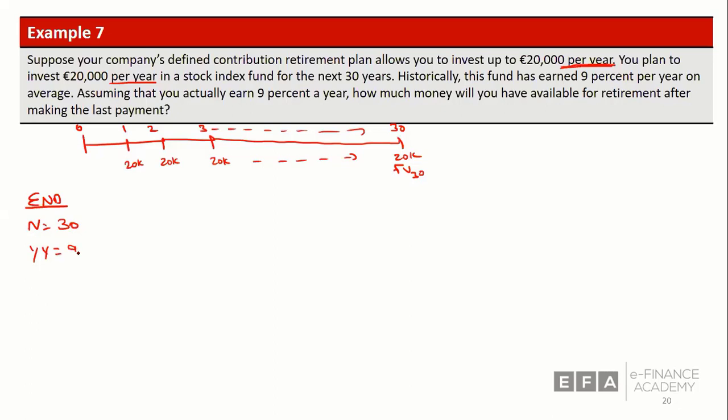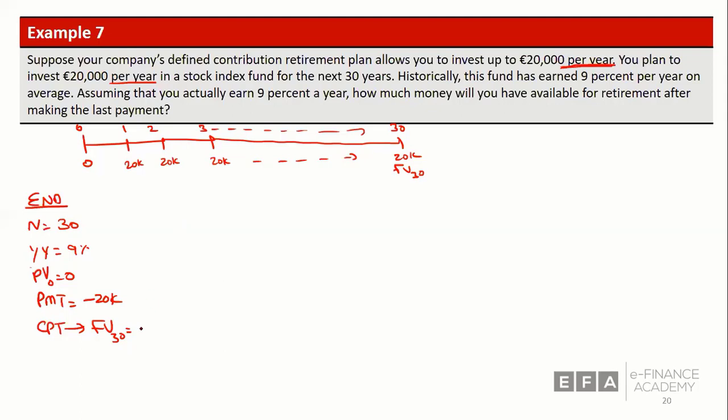Interest rate is simply 9%. Your present value, you're not investing anything here. Present value is 0. The payment is 20,000. You could put it as negative 20,000. It's up to you because you're investing, therefore money is going out. If you don't put this as negative, your future value would be negative because always one of the 2 cash flows has to be negative. Compute future value.